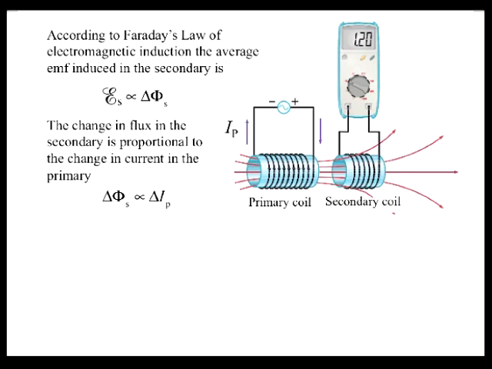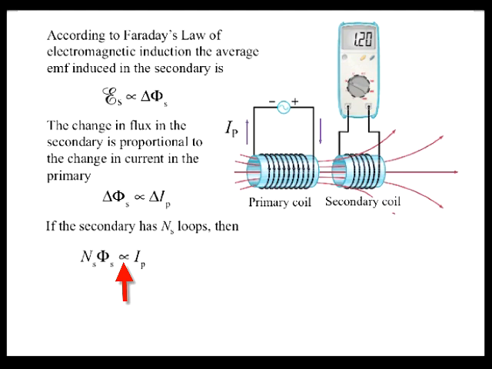To see how this recasting is accomplished, note that the net magnetic flux passing through the secondary coil is Ns times phi s, where Ns is the number of loops in the secondary coil, and phi s is the flux through one loop, which is assumed to be the same for all of the loops. The net flux is proportional to the magnetic field, which in turn is proportional to the current Ip in the primary coil. Thus, we can write Ns times phi s is proportional to Ip.